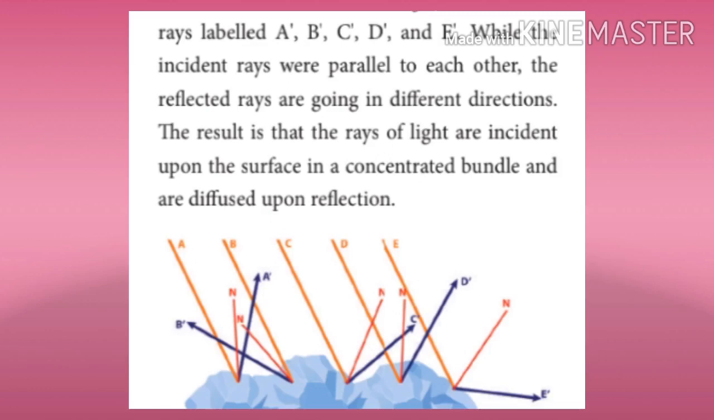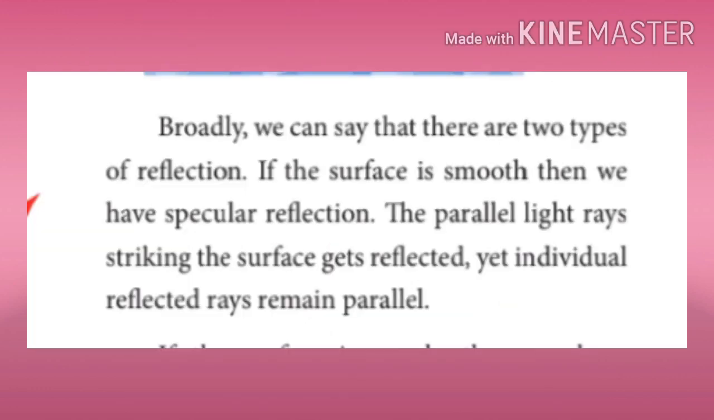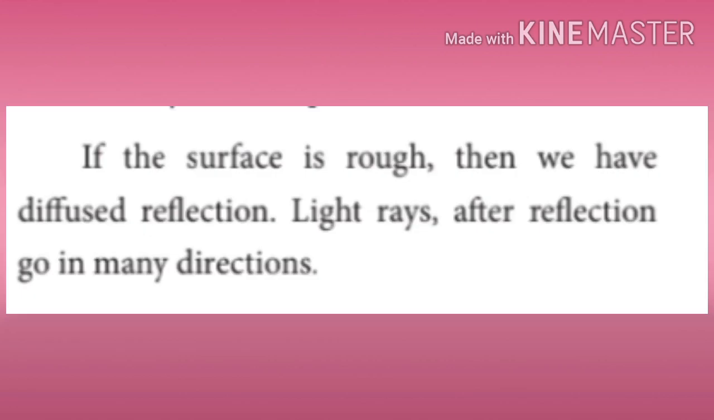Broadly, we can say that there are two types of reflection. If the surface is smooth, then we have specular reflection. The parallel light rays striking the surface get reflected, yet the individual reflected rays remain parallel. If the surface is rough, then we have diffuse reflection. Light rays after reflection go in many directions.